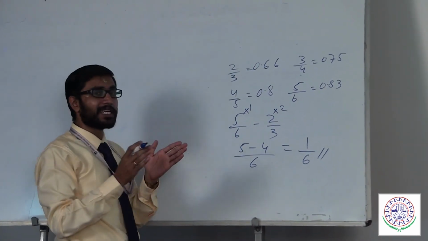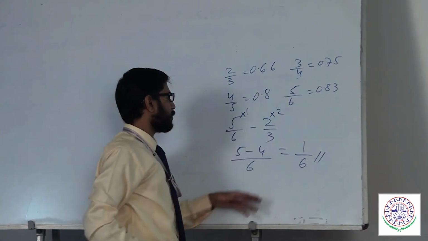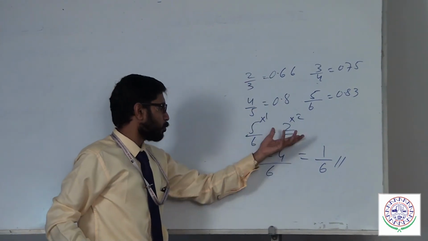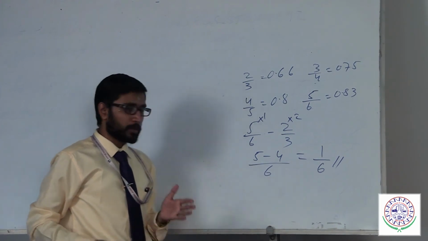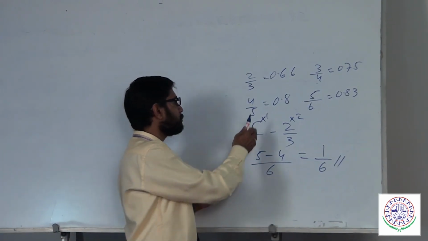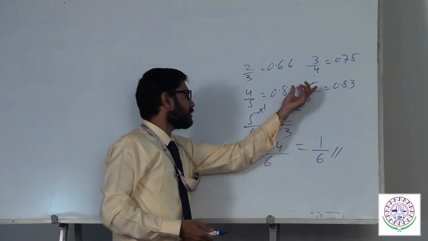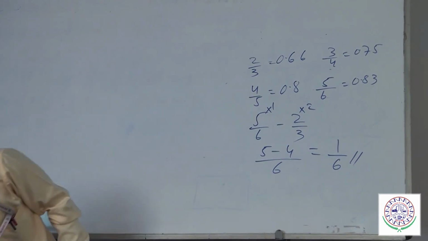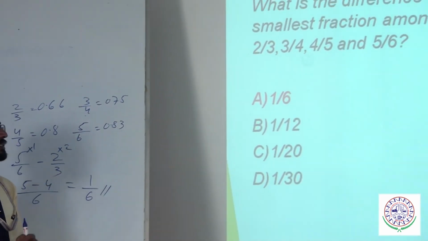You just need to take the difference of the biggest and the smallest. 5 by 6 is the biggest and the smallest is 2 by 3. If you subtract these two, taking 6 as the LCM, you can do it easily. I am taking too much time in explaining, so you can cut down the steps, directly take the LCM and arrive at the answer. The answer for this question is option 1, that is 1 by 6.